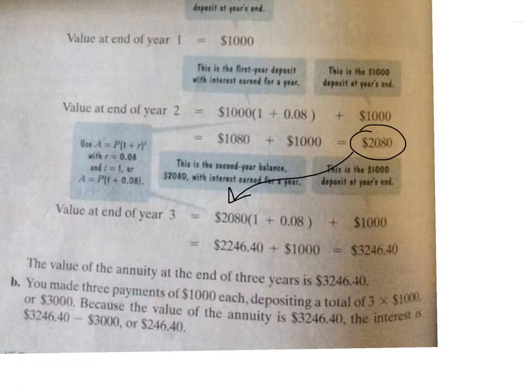Okay, so finally, you add up all of the amounts, and this is your final amount. So this is your value of the annuity. It's worth it to put it in an annuity because you just made $246.40 by just letting your money sit there. And the interest is just the difference between your annuity and what you started with. So you obviously made $246.40.